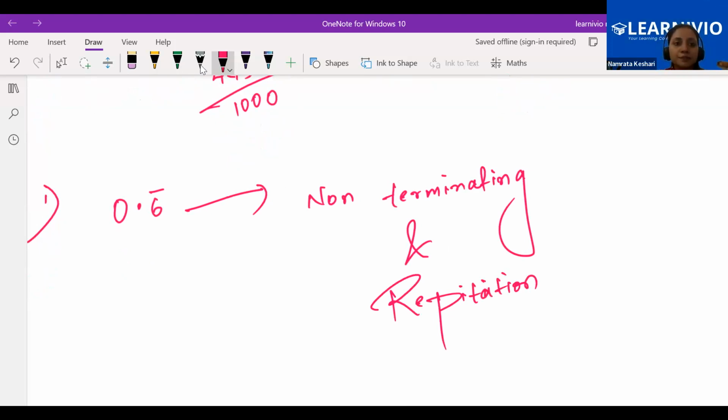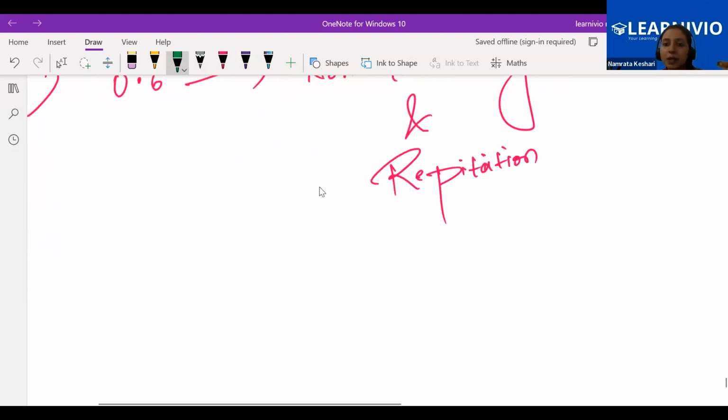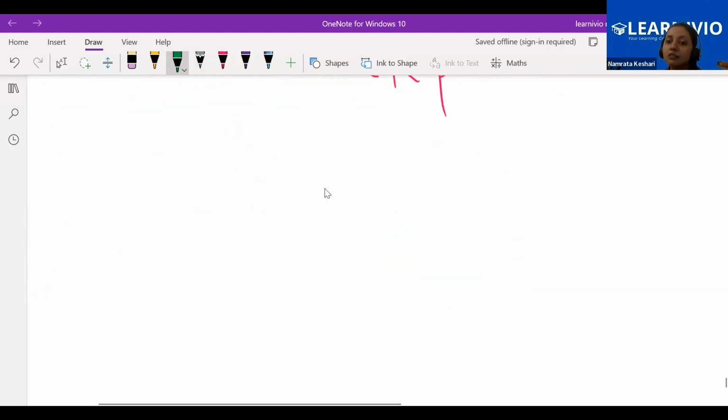Repetition is there. Okay. So 0.6 bar, we will try writing it in the form of p by q. At first, you need to see the steps, and the same step we are going to follow in each and every question. Do you have to memorize the steps? No, you have to practice as much as possible so that the steps will be clear to you, that what we are doing. And yes, the same step you are going to do in all of the questions.